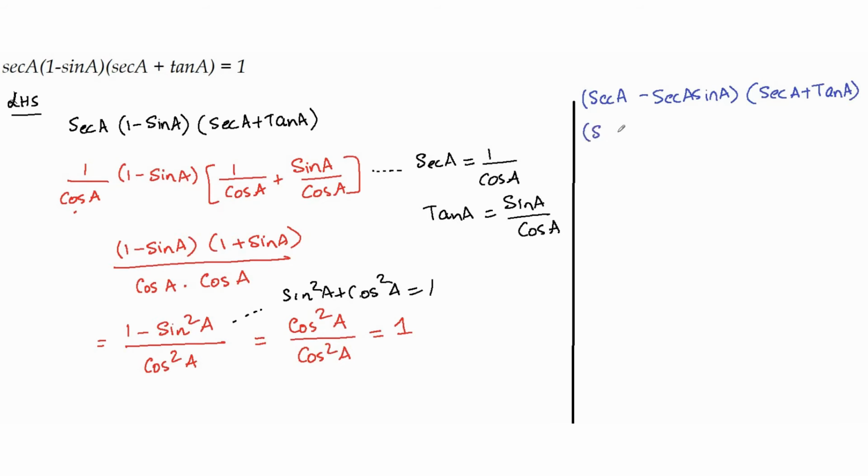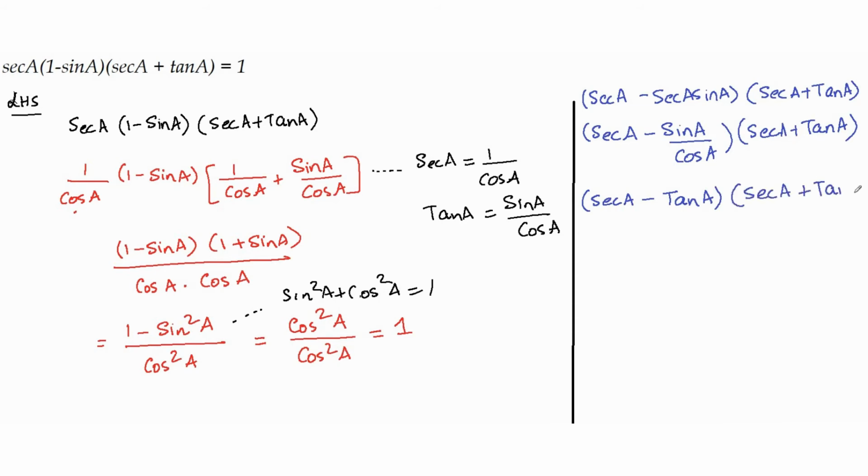So this can be rewritten as sec A minus sec A is 1 by cos A, so this becomes sin A by cos A into sec A plus tan A, right? So this becomes sec A minus sin A by cos A is tan A, so sec A minus tan A into sec A plus tan A. So this is of the form A minus B into A plus B, which is A square minus B square, and therefore I get sec square A minus tan square A, which is equal to 1 because of the identity 1 plus tan square A is equal to sec square A.